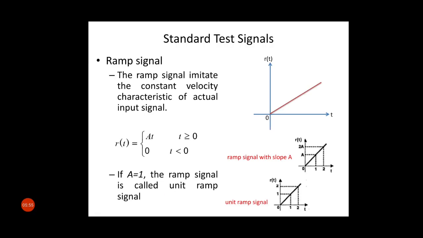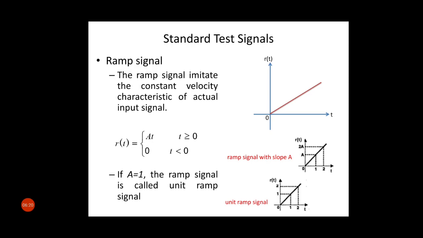Now coming to ramp signal. We always represent this ramp signal by r of t. The definition of r of t is equal to at for t greater than or equal to 0, and 0 for t less than 0. This is the definition of ramp signal.